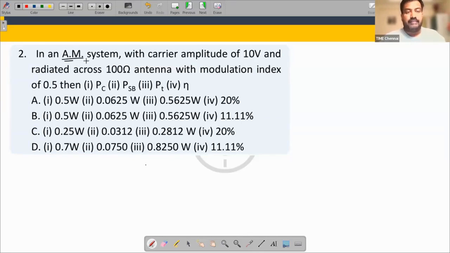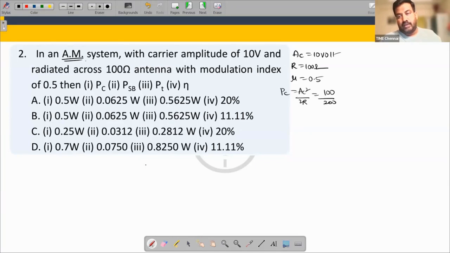In an AM system with the carrier amplitude of 10 volt, AC is 10 volt, radiated across a 100 ohm antenna, modulation index of 0.5, carrier power is AC square by 2R, 100 by 200, 0.5 watt. So it must be between A and B. And options are very easy because the rest are same. Only last one is changing. So let us calculate that.